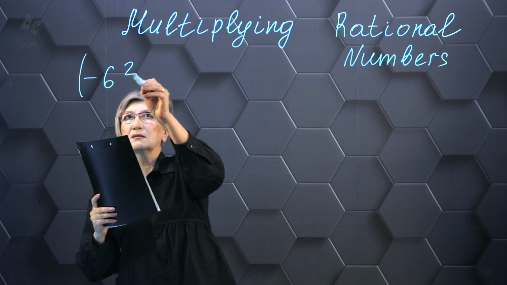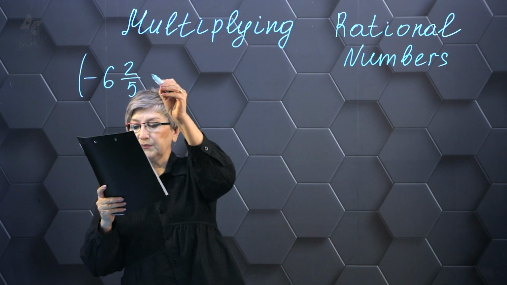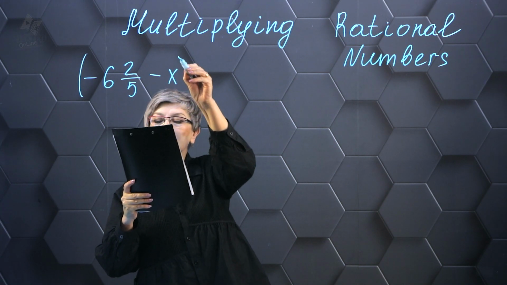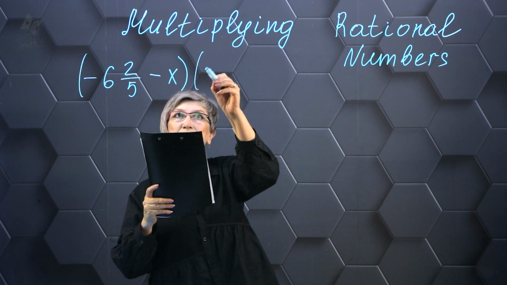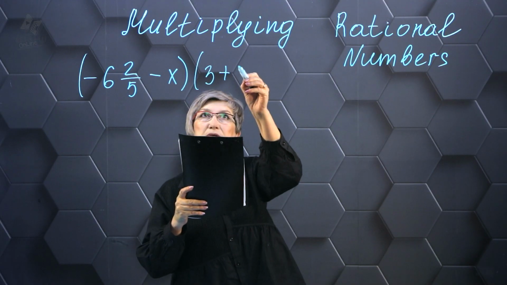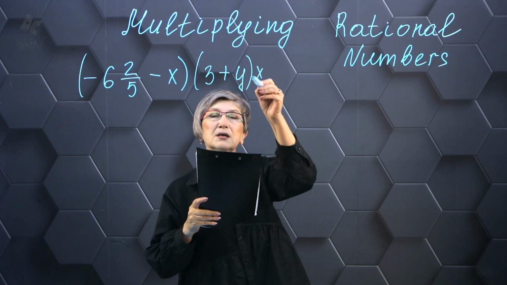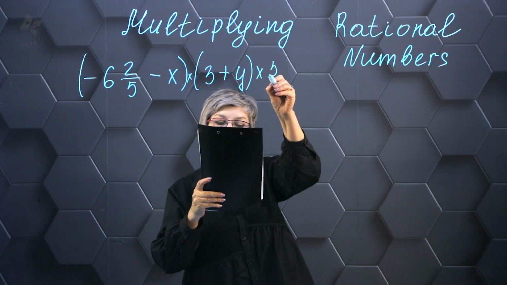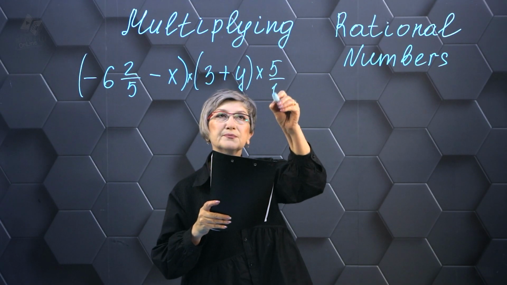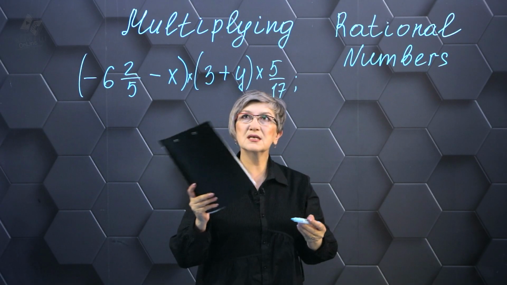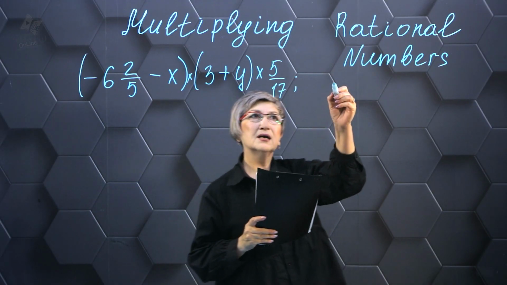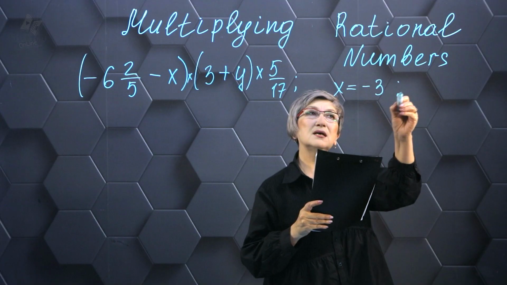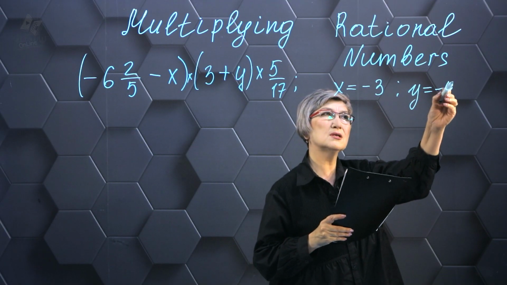Minus 6.25 minus the number x, times 3 plus the number y, and we need to multiply all of that by the number 5/17. We need to find the value of this expression when x is minus 3 and y is minus 4 whole 5/10.